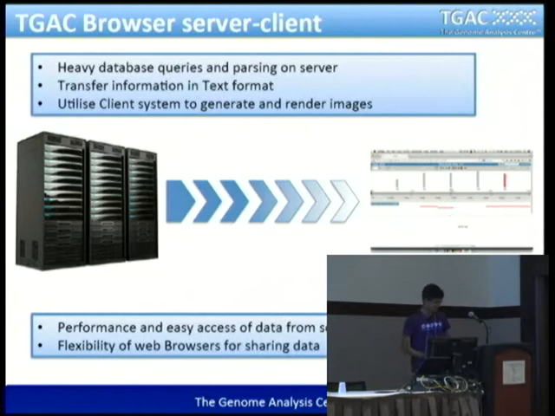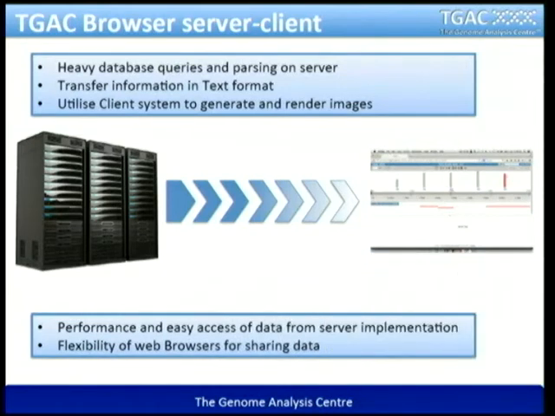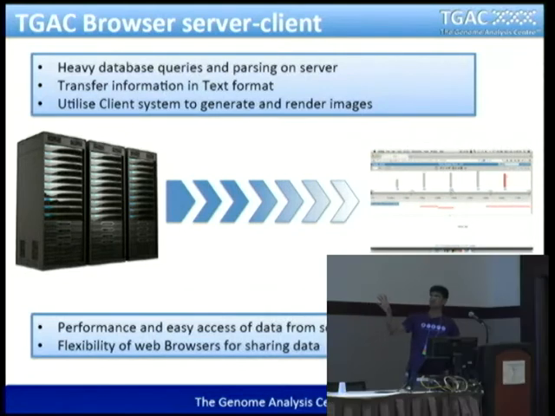So what is the structure of the TGAC browser? The main structure is not lightweight. We have a server and a client. We use the server for the heavy database queries, then send all the data to the client in the form of text, and the client generates all the graphics and renders them on the client side. So the client's computer is free from the heavy queries, and the server does all the job. It's the best of both: you can use a heavy server for big database queries, and a web browser, so you can share your data from anywhere in the world.